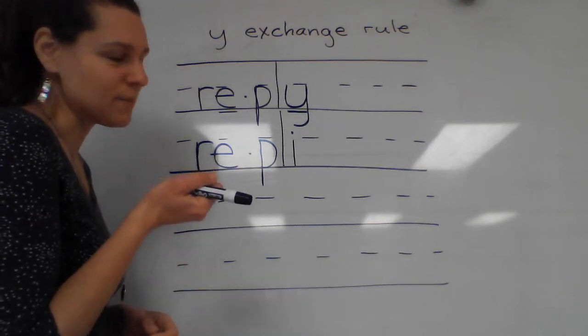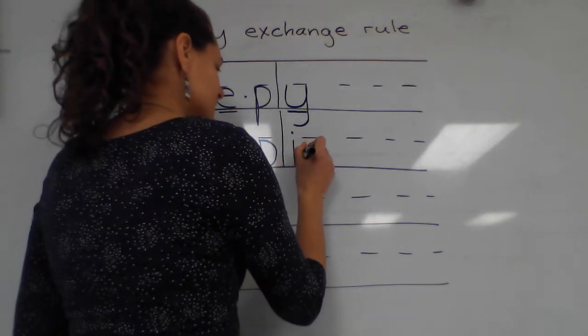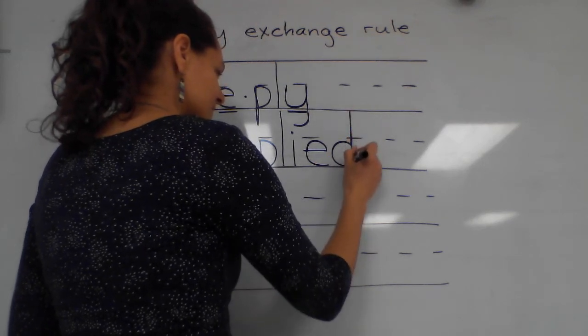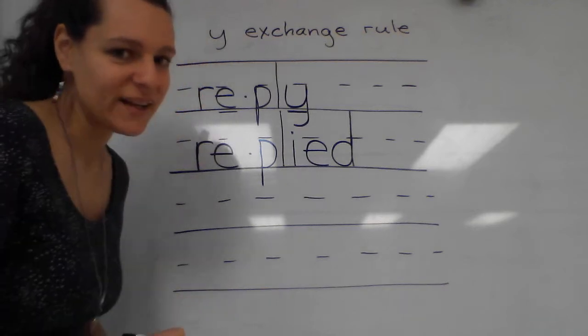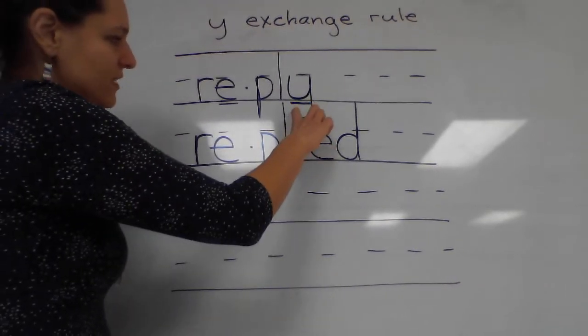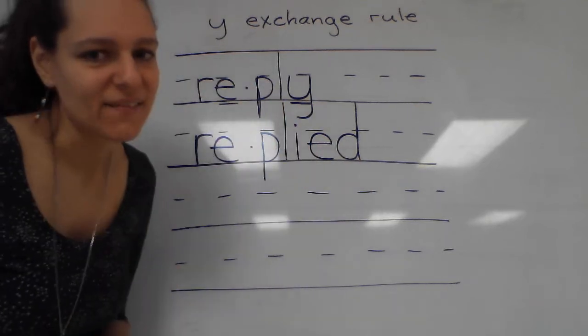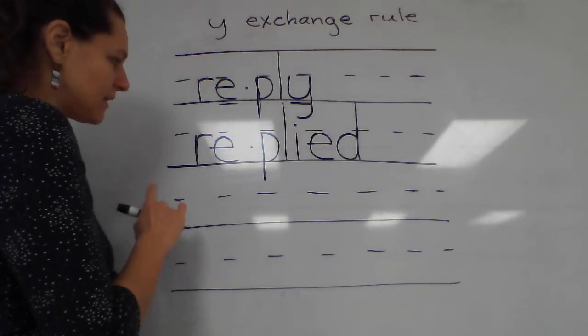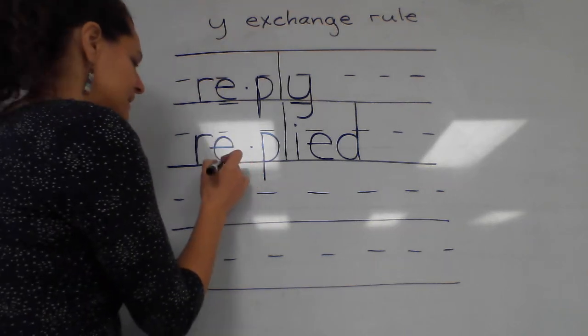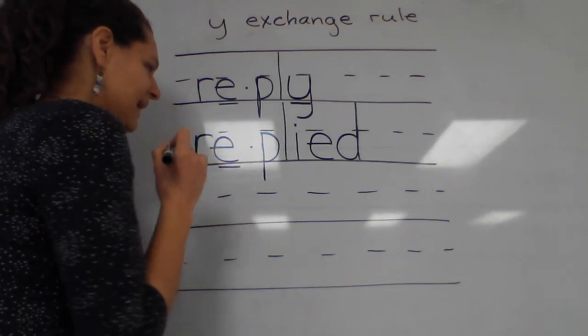All right, pause the video if you're not finished. All right, this is what our word should look like, replied. We just used our Y exchange rule and then added our suffix. All right, so let's see. What do we need to mark in the first syllable? Right, we need to mark our E because it's saying its name.